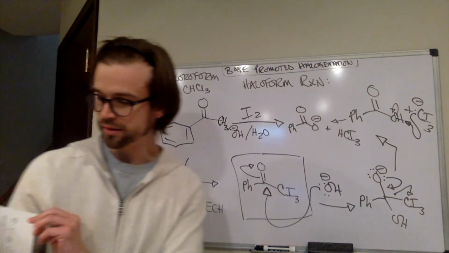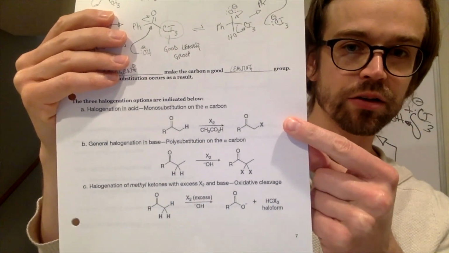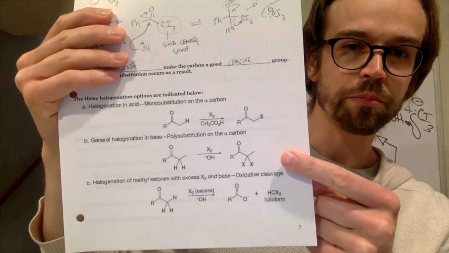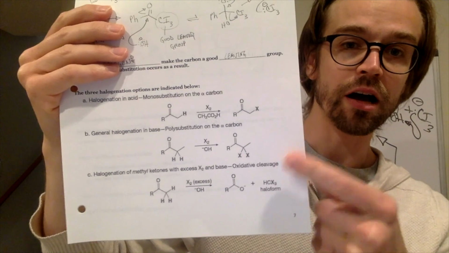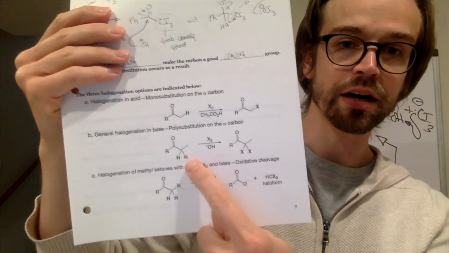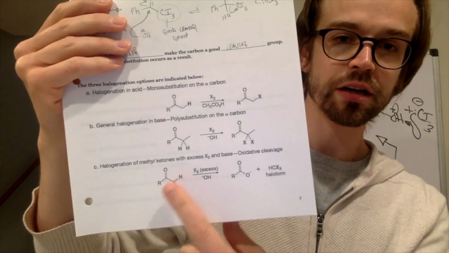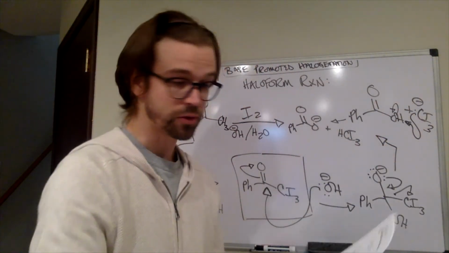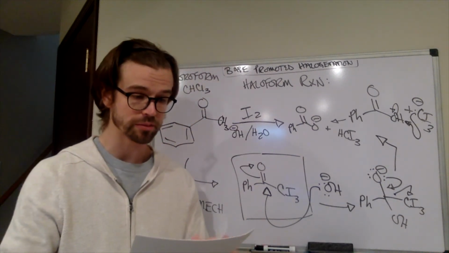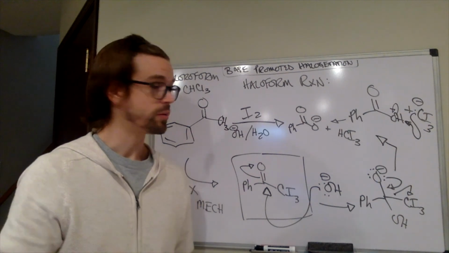So again, this is a figure from your textbook, but it shows all the different options. Acid gives us a single halogen on there. Base gives us as many halogens as there can be. With 2 hydrogens there, it can only do 2 halogens. 3 hydrogens here, it can do all 3 hydrogens, or 3 halogens. So those are all the possibilities for alpha halogenation of ketones and aldehydes.